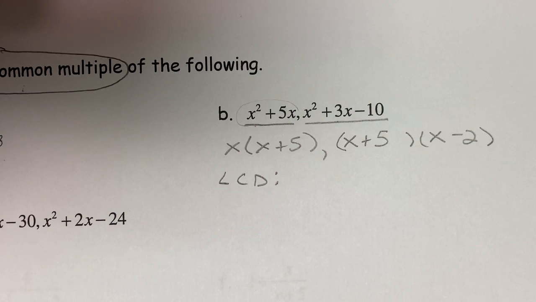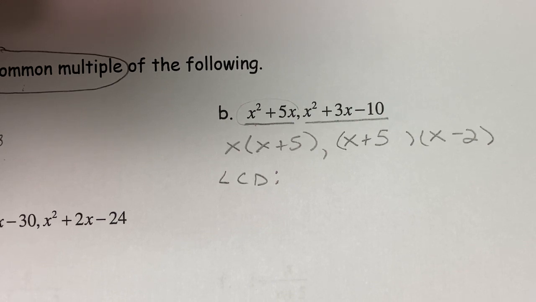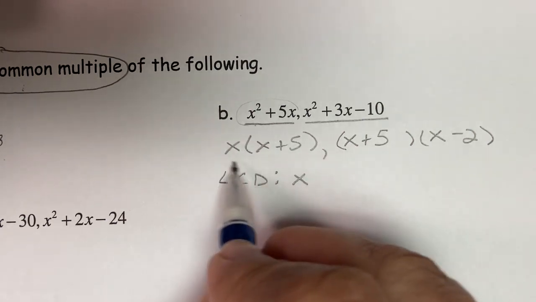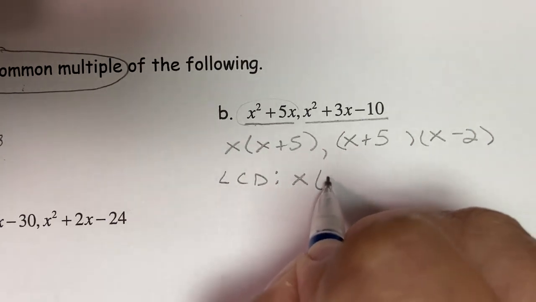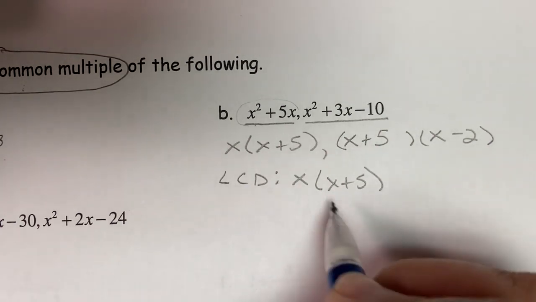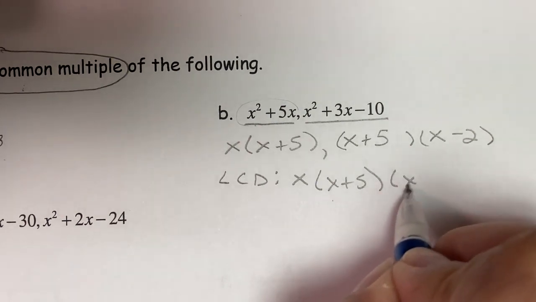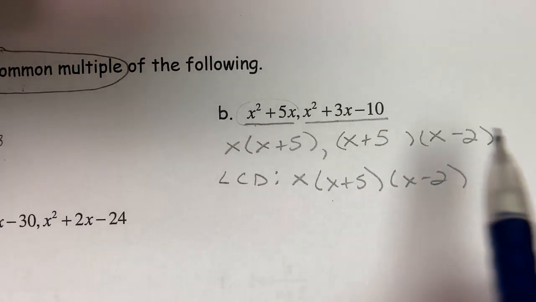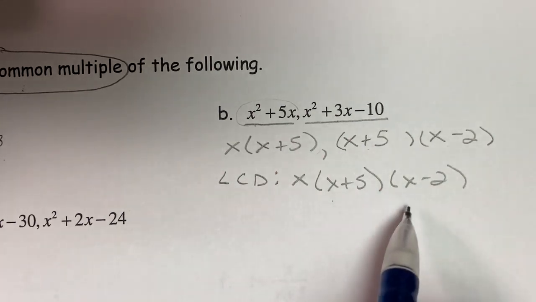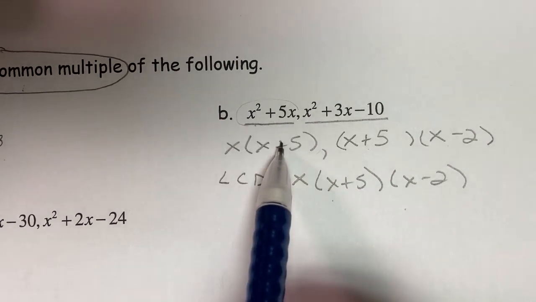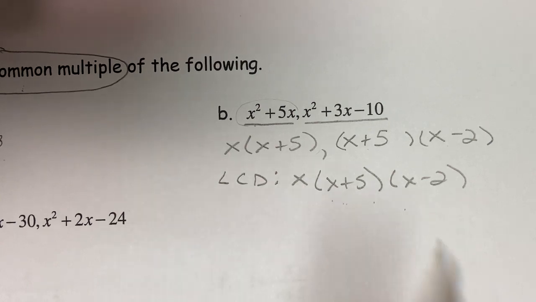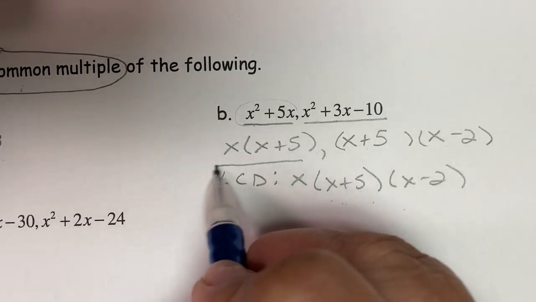factored, we can find our least common multiple or lowest common denominator. Well, I need to have an x because I need this to divide into it evenly. I need an x plus 5. What else do I need in my LCD? I need an x minus 2. Again, think of it like this: everything in each of these has to be covered somewhere in my LCD so that each of these expressions will divide into my LCD evenly. Everything is now covered. This is my lowest common denominator.